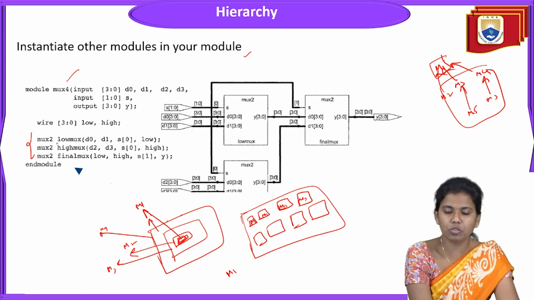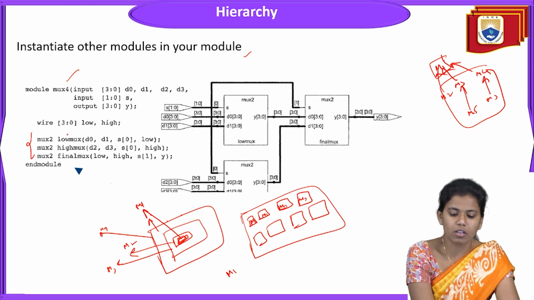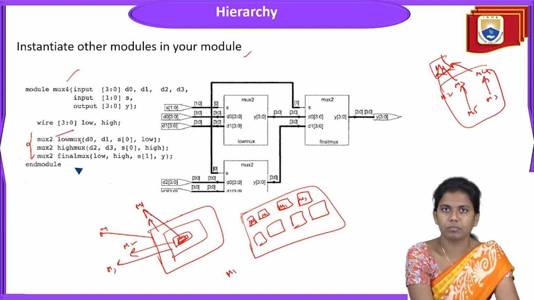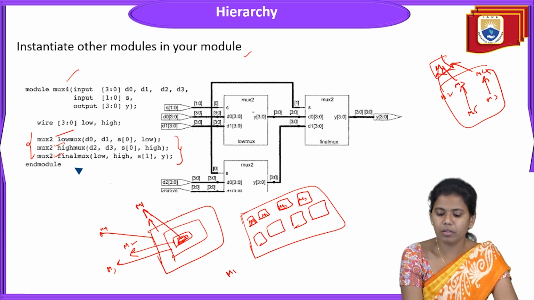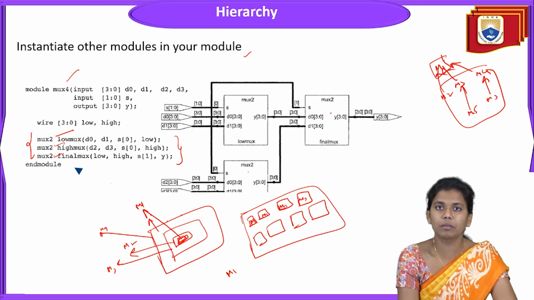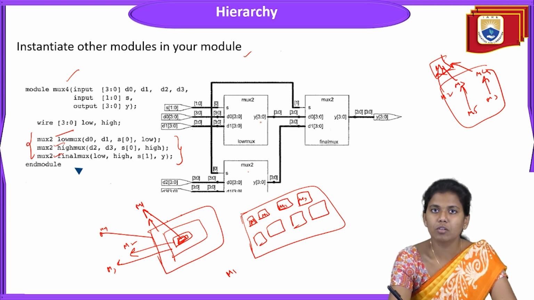So here, how many modules do we have totally? We have 3 modules, right? 4 modules actually. So a module with low and a module with high multiplexer, and a module with the final multiplexer. So this is how we are representing. This is mux 1, this is mux 2, and finally the outputs of mux 1 and mux 2 are given as inputs to the final mux. That is the hierarchy of the modules.